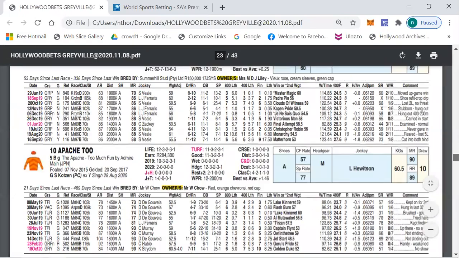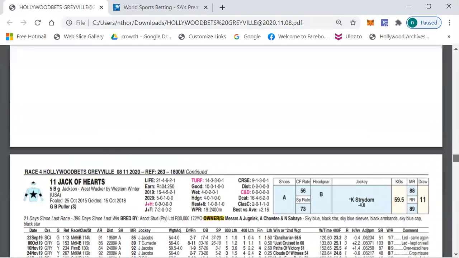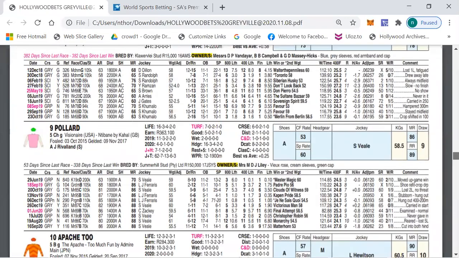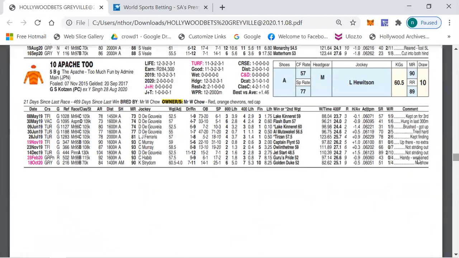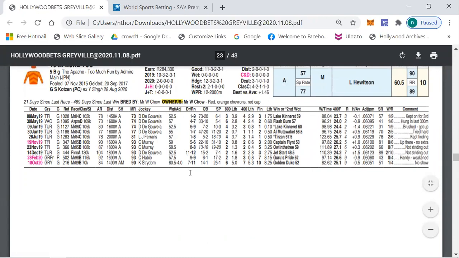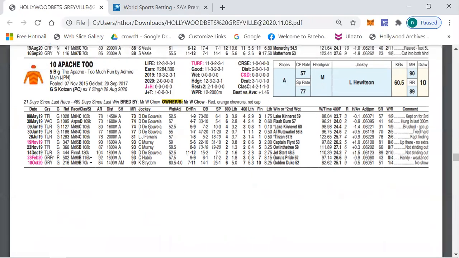Here in this race, I'm going for a bit of an outsider. Maybe I'm on the wrong path, I don't know. But I do think Apache, who has relocated from Joburg and has had two runs in the province. If you have a look here, we're running in a C Division 78, and this horse has been running in that division. He's actually won a C Division 78 over 2,000 meters. They're going to 1,800 meters, but I don't think that should be a problem.